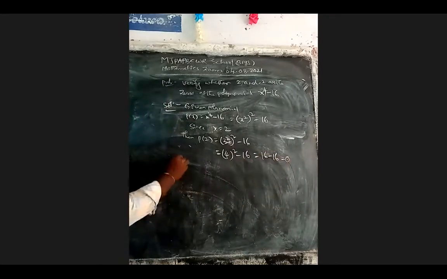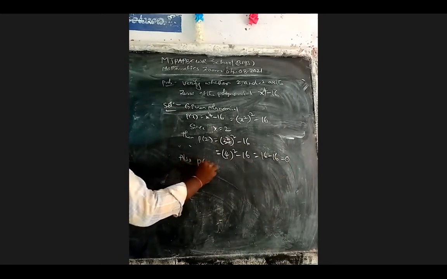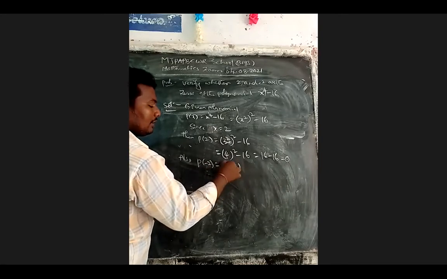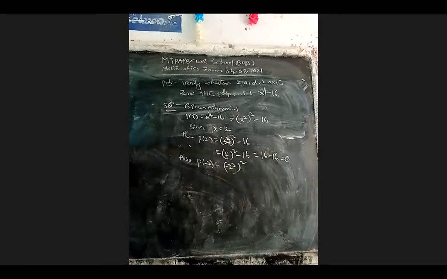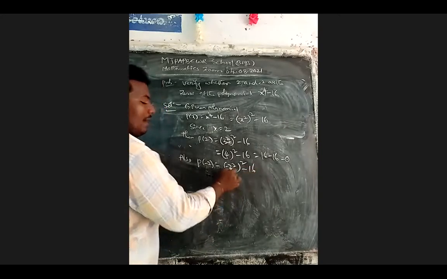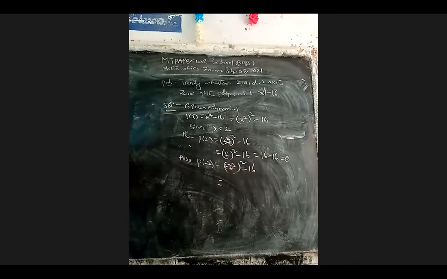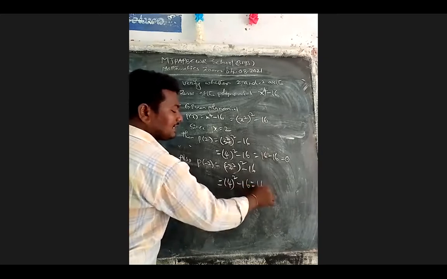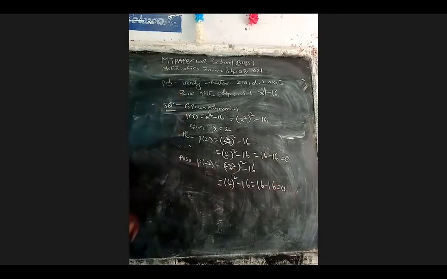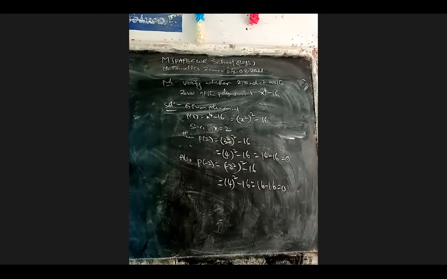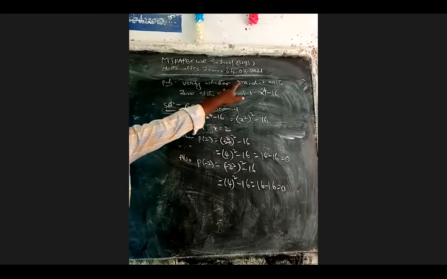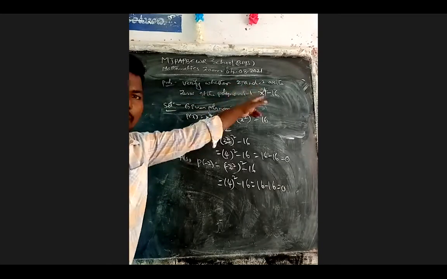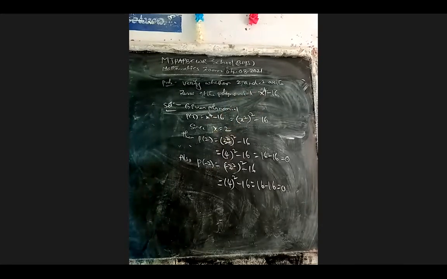0. Also, p of minus 2 equals minus 2 whole square whole square minus 16. Minus 2 whole square is 4. 4 square minus 16, 4 square is 16. 16 minus 16 is 0. And then 2 and minus 2 are zeros of the polynomial x power 4 minus 16.